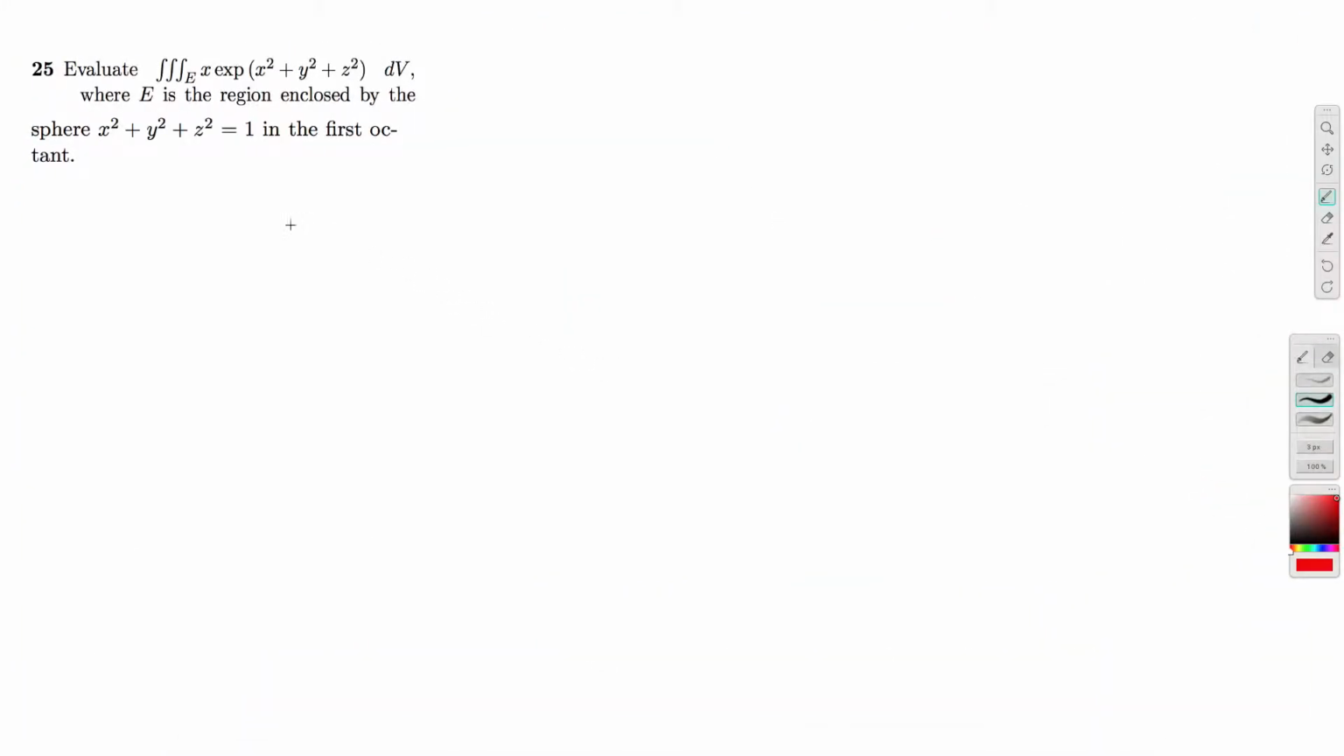Okay, so now we're doing question 25 of exercise sheet 8. Evaluate this, where E is the region enclosed by a sphere of radius 1 and in the first octant.